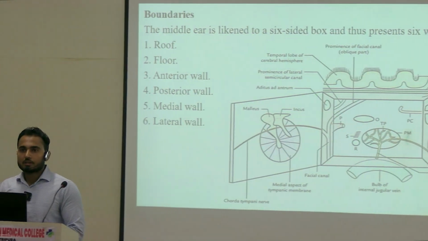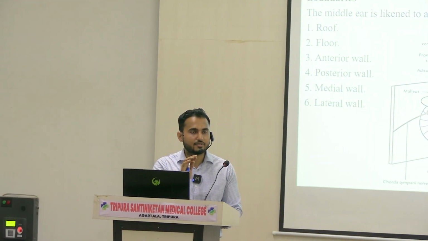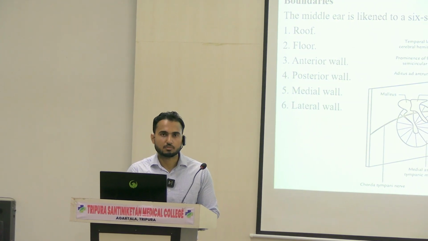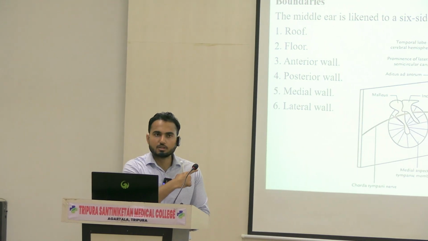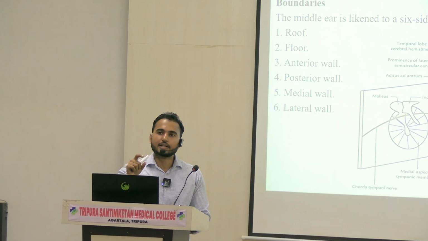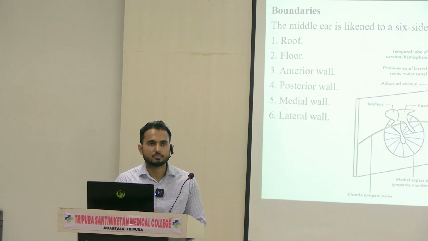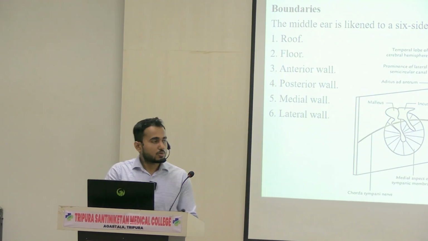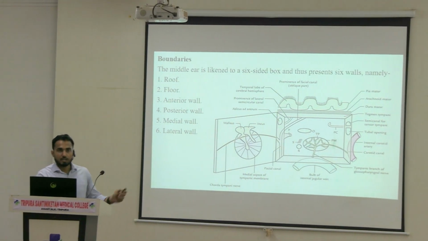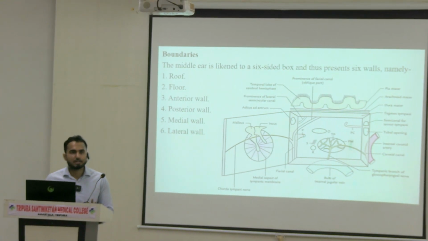The best way to study and understand the features of the tympanic cavity is to understand the diagram. I hope this diagram is not that difficult. It's an easy diagram. Once you know the diagram, by looking at it you can write the features and the boundaries easily. So which is the roof over here? This one, this is the roof. With the help of the diagram, we'll try to understand the boundaries and the features.